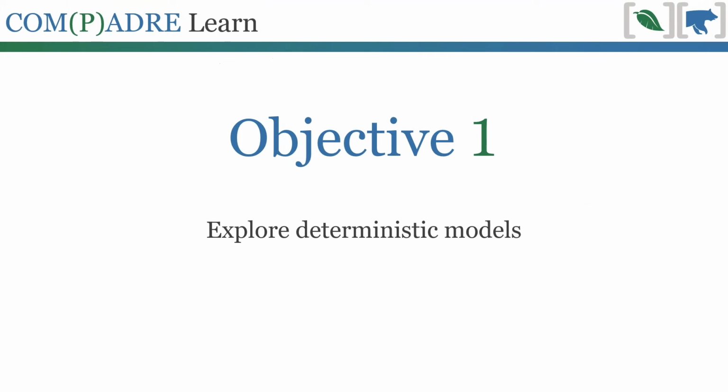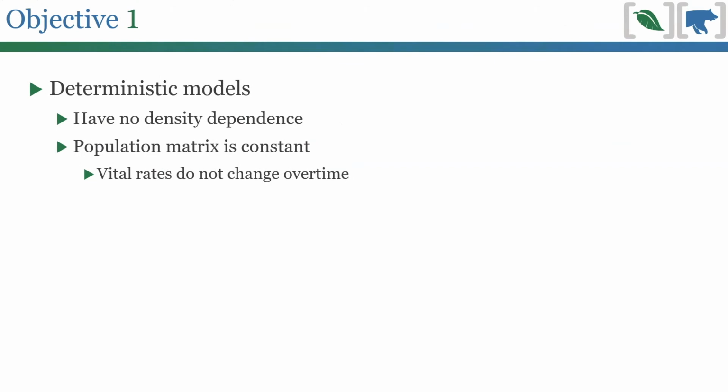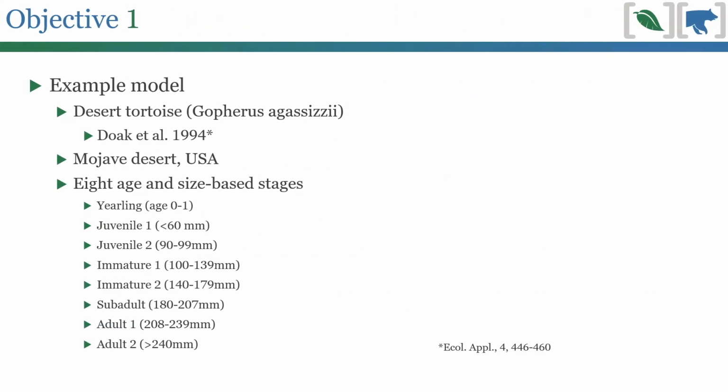Objective 1. Explore deterministic models. Deterministic models are those that have no density dependence and the population matrix is constant. It means the vital rates do not change over time from time step to time step. For Objective 1, we use a desert tortoise example model from the Mojave Desert in the United States. These data are from Doak et al. 1994, and there are 8 age and size-based stages in the model.